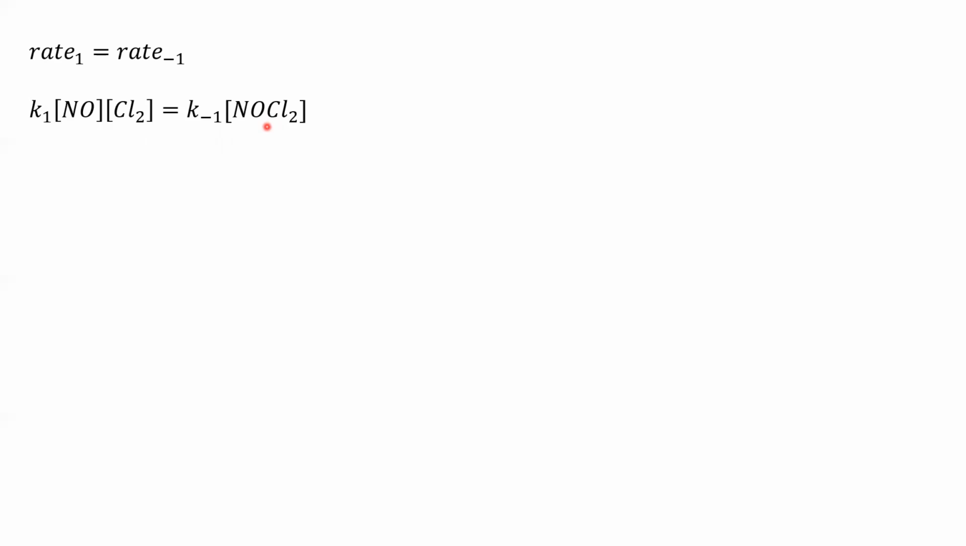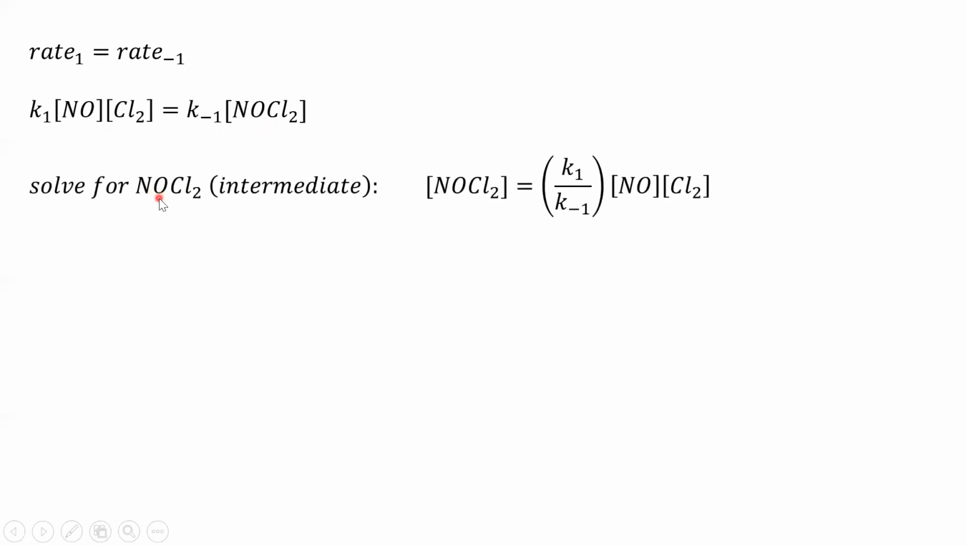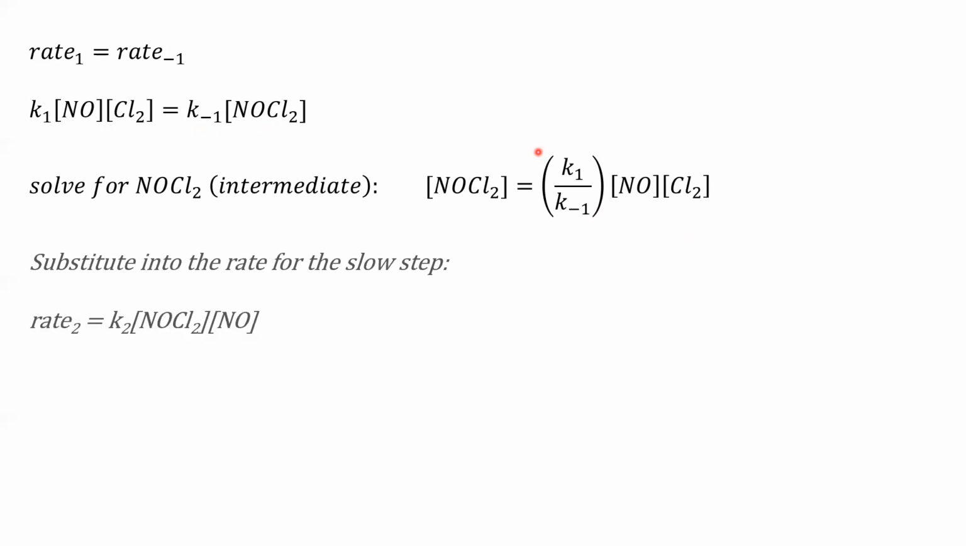So let's manipulate this equation. We're going to solve for the intermediate, so we're going to divide by K prime. Okay, and we get this here. What we're going to be able to do now is a substitution. We're going to look at the rate determining step, which has the intermediate in it. Intermediates are never in a rate law. So we're going to substitute NOCl2 with all of this because they're equal to each other.